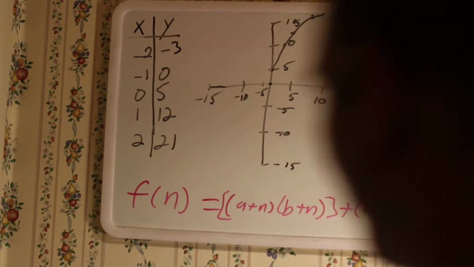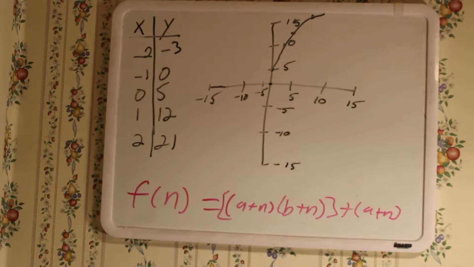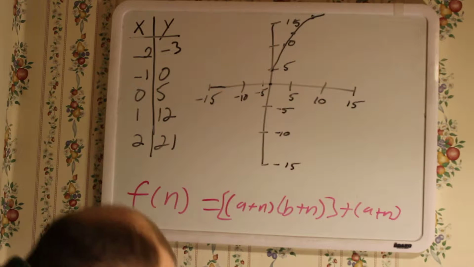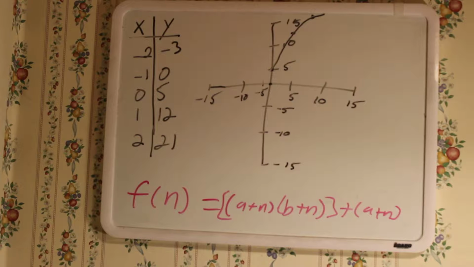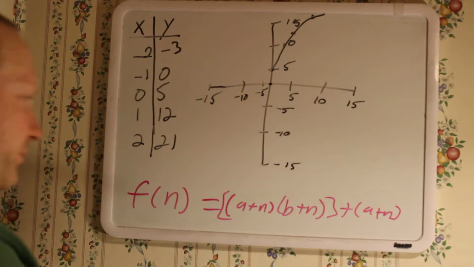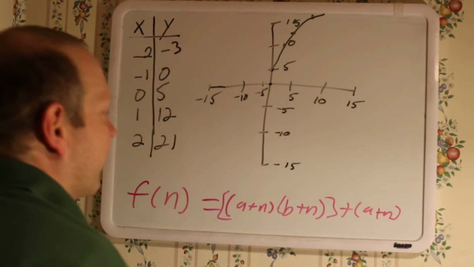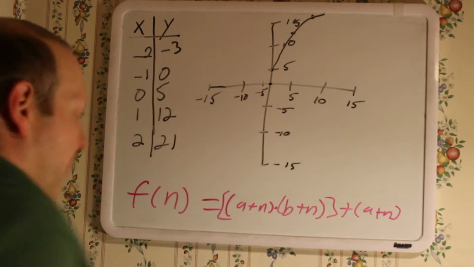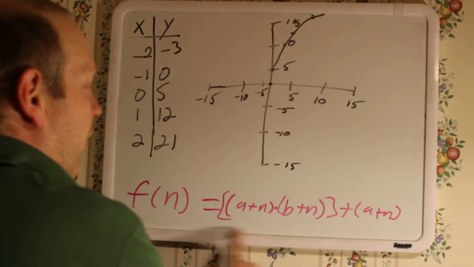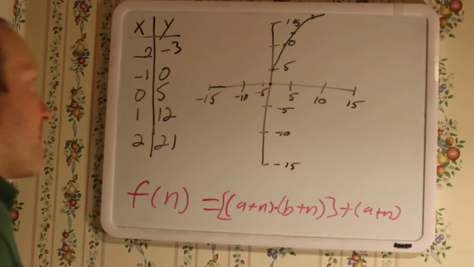Alright, part 4 in our series on this function problem that we got off Facebook. And again, if you haven't seen the first 3 parts, please go back and watch them first. So we've shown how to graph our function: we have a plus n times b plus n, and all that plus a plus n.